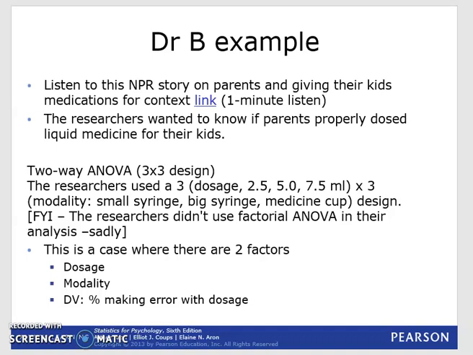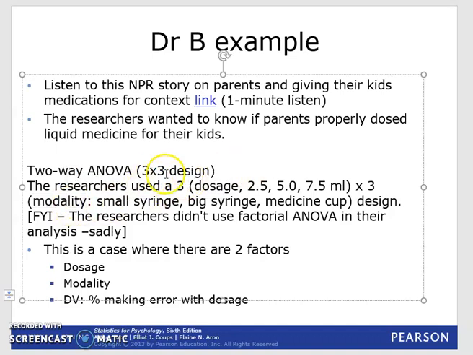For this two-way ANOVA, we can call it a 3x3 design because factor 1, dosage, had 3 levels, and factor 2, modality, had 3 levels. The nice thing when you see a study that says a 2x2x2 is that it means 3 factors, each having 2 levels. A 2x2 is 2 factors, each having 2 levels. So this is a 3x3: 2 factors, each having 3 levels.